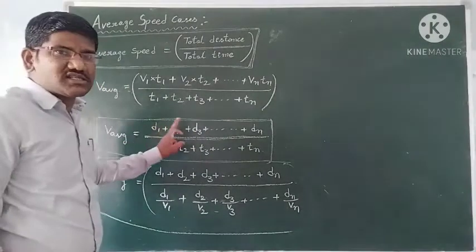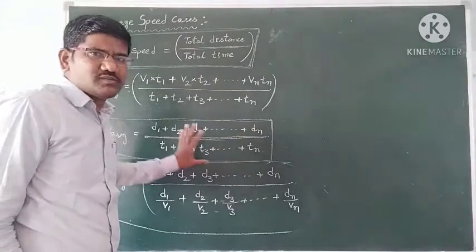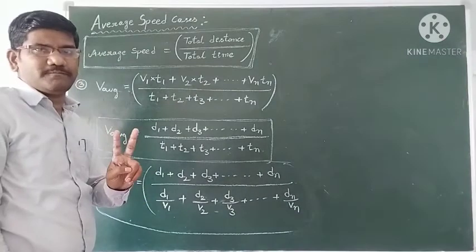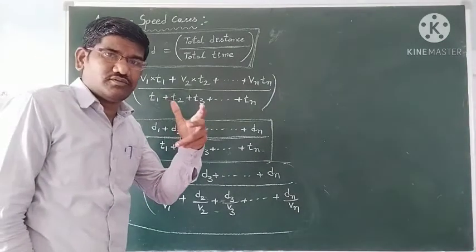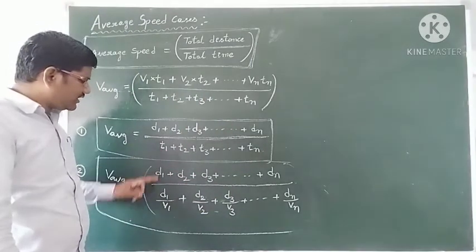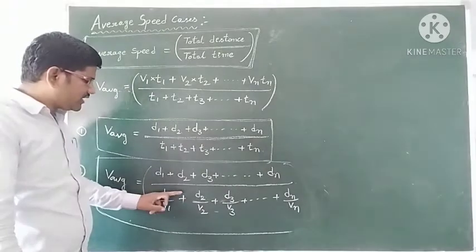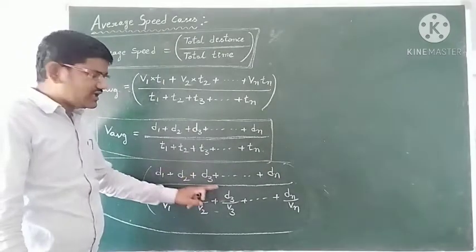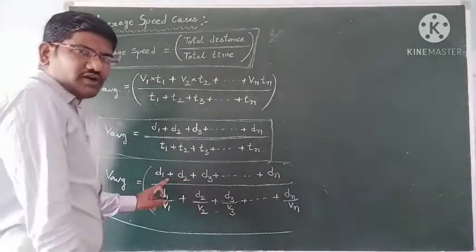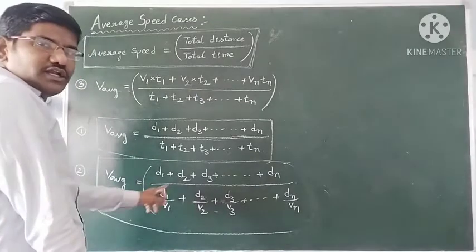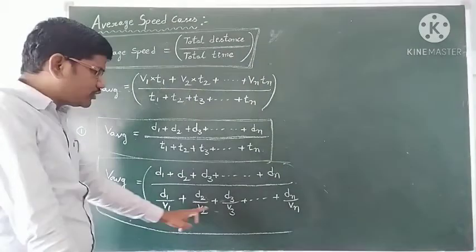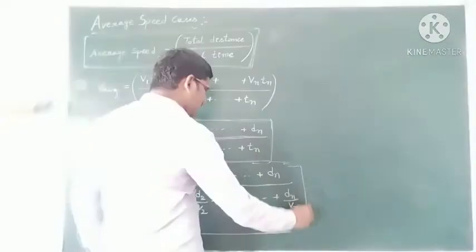Total distance D1 plus D2 plus D3, total distance by total time. Different distances are given and different speeds are given, different distances in successive speeds. Only distances and speeds are known. Then T1 can be written as D1 by V1, T2 as D2 by V2, T3 as D3 by V3. Then the formula is D1 plus D2 plus D3 plus so on Dn, by D1 by V1 plus D2 by V2, like this you get the formula.